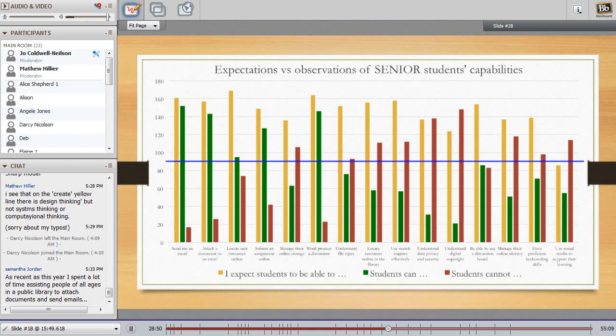Not surprisingly, one of the differences is submitting an assignment online between the junior and the senior students. But there is still a frightening mismatch down this end of the graph, which relates to understanding file types, locating resources, using search engines, privacy, copyright, being able to use a discussion board, managing online identity. I threw proficiency at keyboarding skills in because I think we're going to end up with an awful lot of students with RSI, but that was my little preference. And interestingly, using social media to support their learning. Now, these students use social media all the time, and yet they are unable to transfer their socially learned skills to a learning environment. So obviously, there is a lot that we have to do to support them.